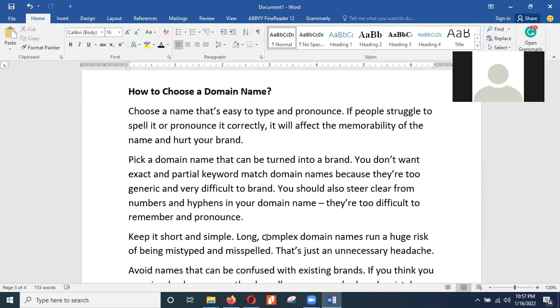You will see that people can easily memorize it. I can tell you, go to this, go to that. Now, when you talk about memorizing it, you have to choose a domain name that people can not only memorize, but people can easily pronounce. Of course, if you can pronounce something easily, you can easily memorize it. Don't choose a domain name that people will have to struggle to spell or will find difficult to pronounce.